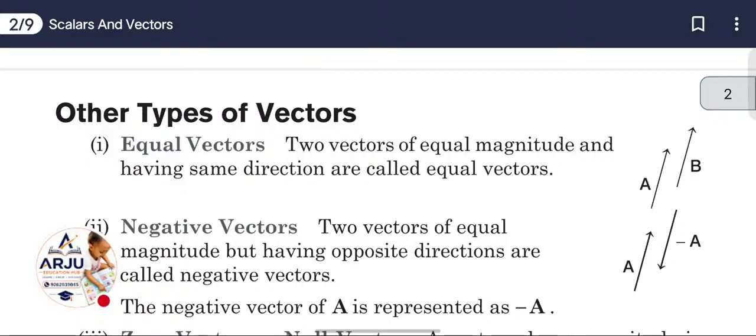We will discuss each and every one. Let us start with the first one, equal vector. Two vectors of equal magnitude and having the same direction are called equal vectors. Here you can see vector A and vector B are given, both in the same direction and both parallel to each other. That's why we can say these are equal vectors.